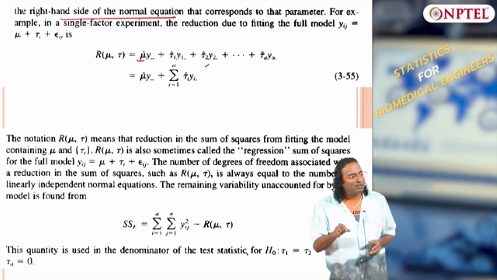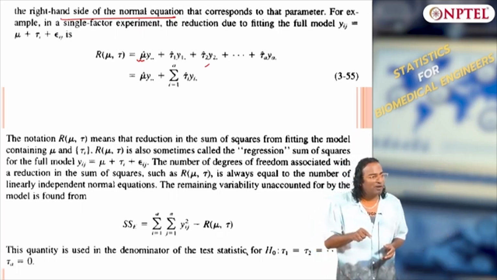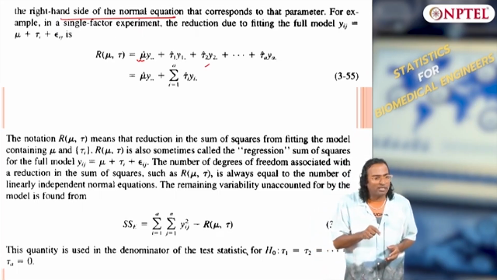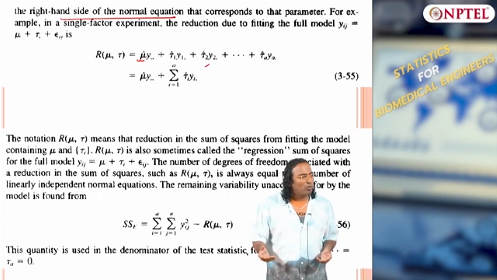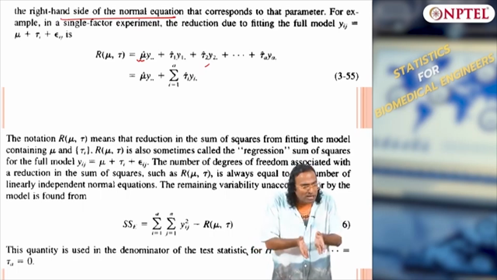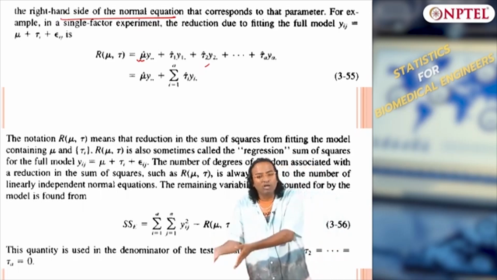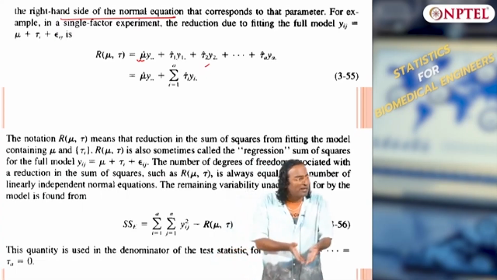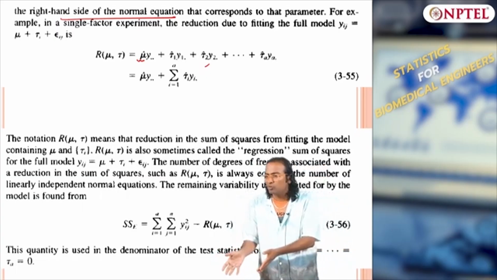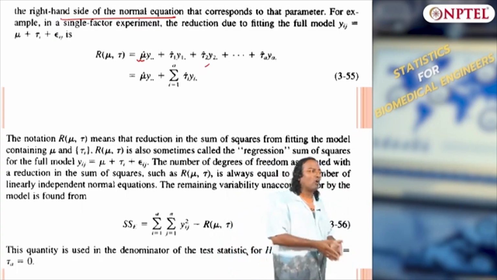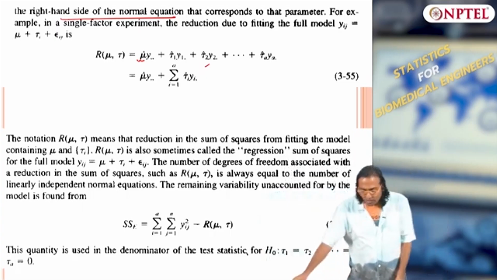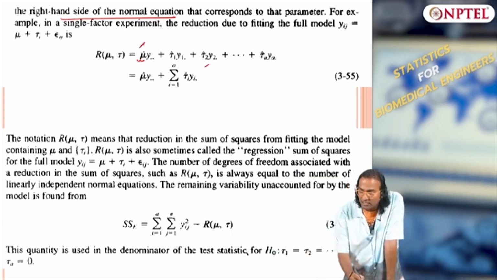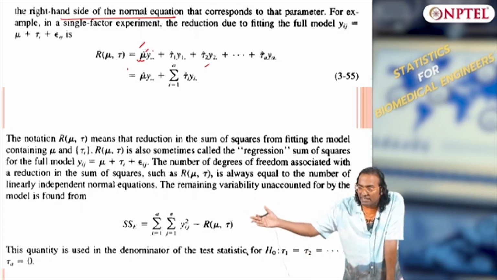Tau 1, how much variance is explained if I fit tau 1? It is tau 1 hat into y 1 dot. Why is it tau 1 hat into y 1 dot? Because tau 1 appears only in those many terms. So it is multiplied by the summation of those observations, and tau 2 is what? Tau 2 hat into y 2 dot, that is the variance explained, okay. So the total is explained as mu hat into y double dot, that is the parameter multiplied by its right hand side in the normal equation.